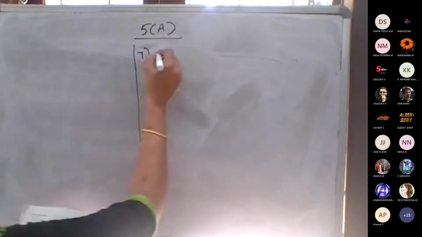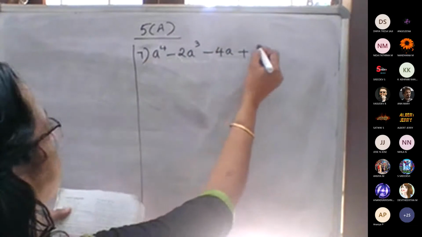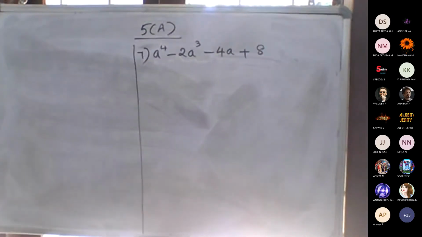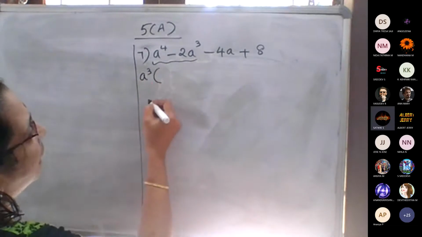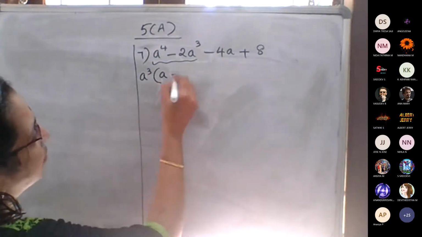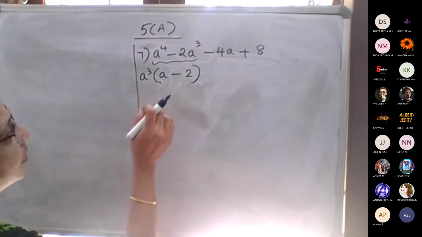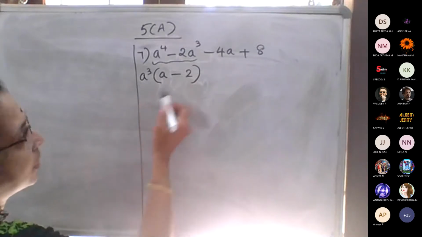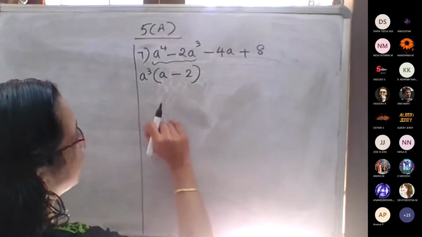a raised to 4 minus 2a cube minus 4a plus 8. From the first two terms, which one can we take? a cube we can take. Balance a minus 2. I will give you time. a raised to 4 minus 2a cube, so a cube we can take, balance a minus 2. So next step, depending upon this a minus 2, you adjust this.